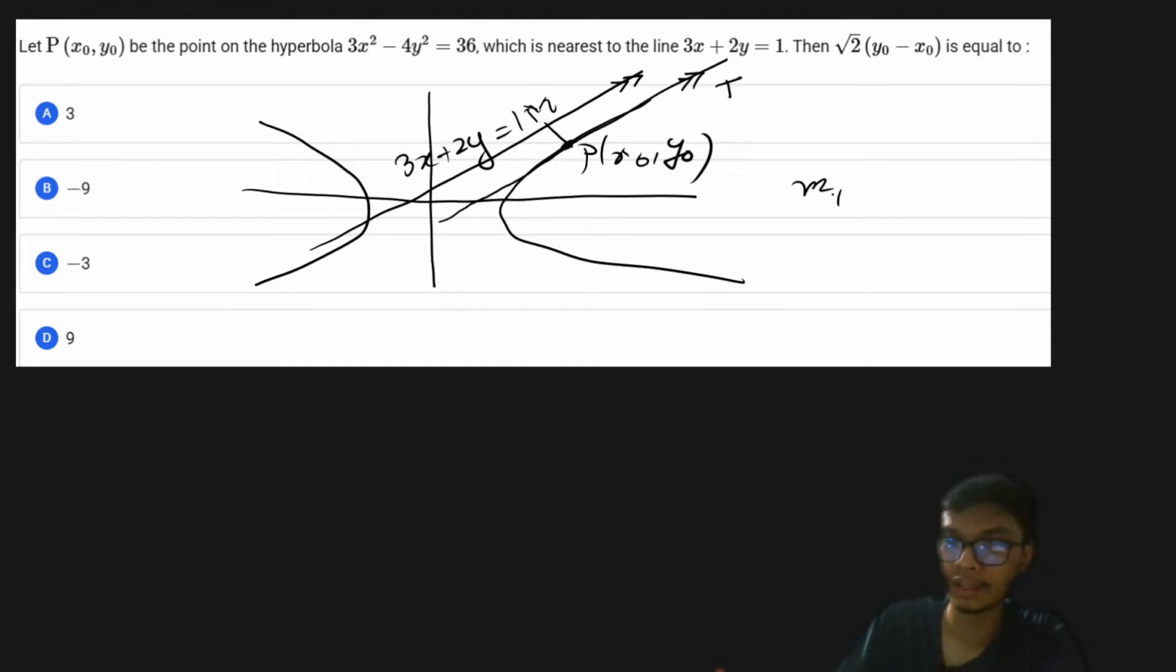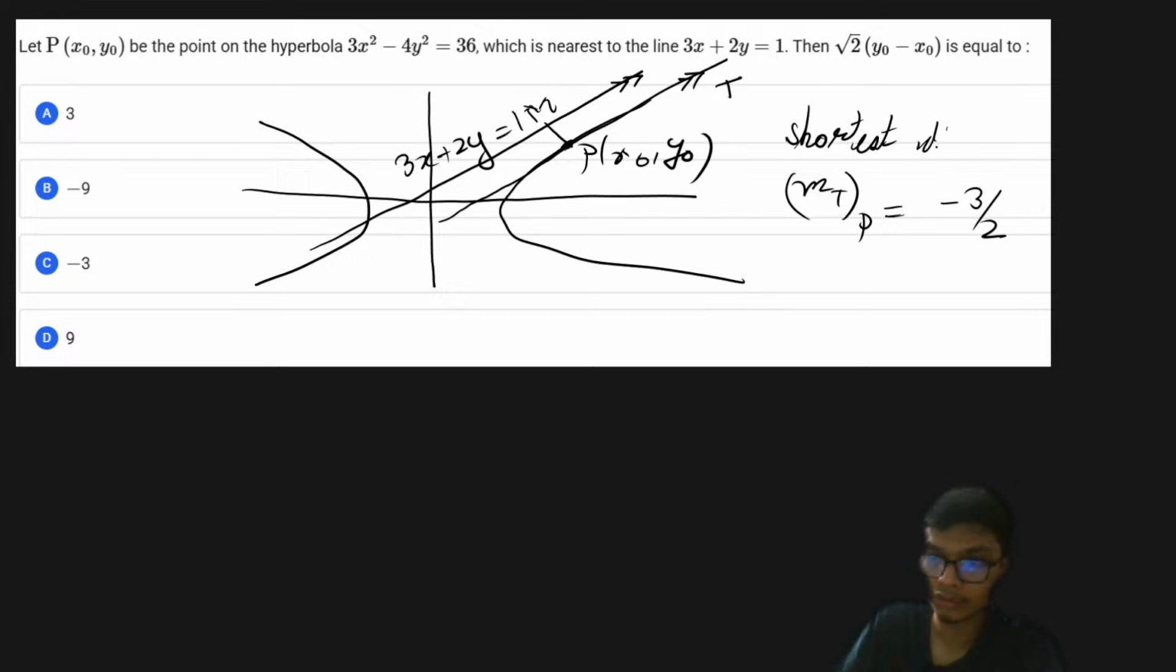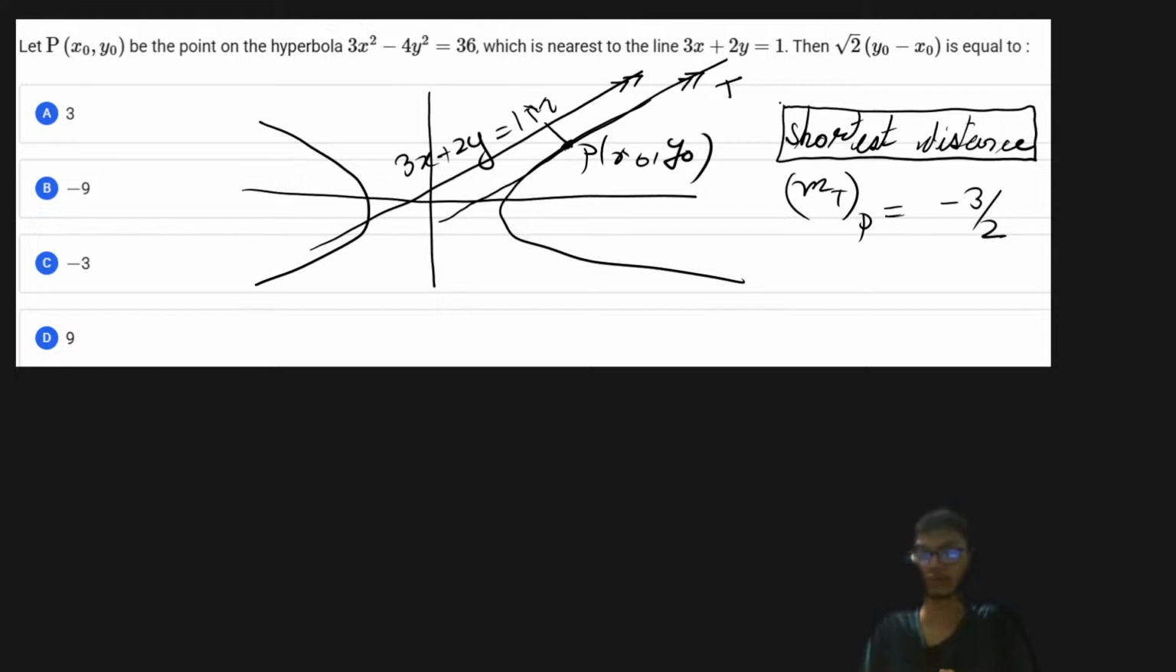So for the tangent at point P, the slope should be equal to minus 3 by 2. This is for the case of shortest distance. You will always know the shortest distance occurs along the common normal. So instead of solving for the common normal, if I make the parallel condition of the tangents, that will also make the case simple for me. From this, you'll get this particular distance as the minimum distance.